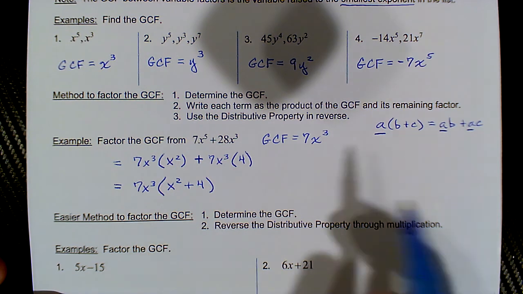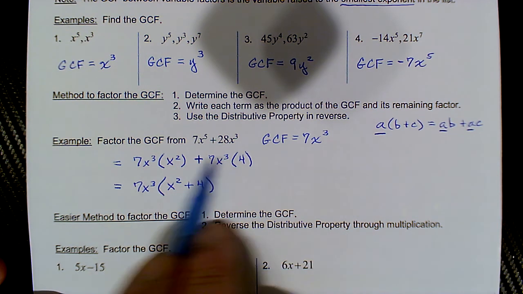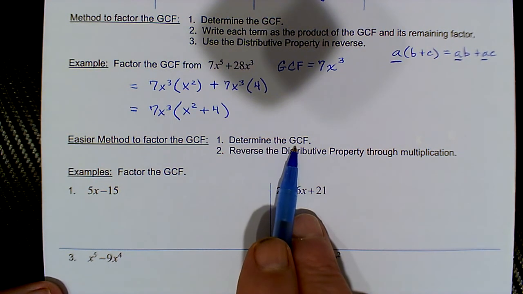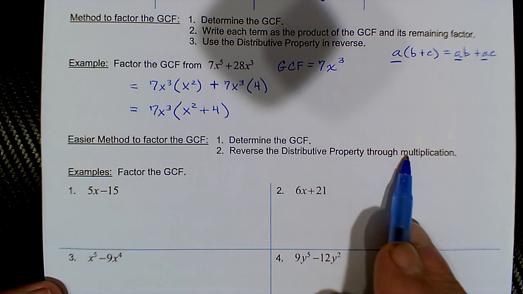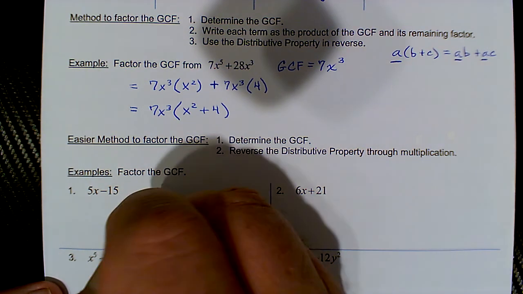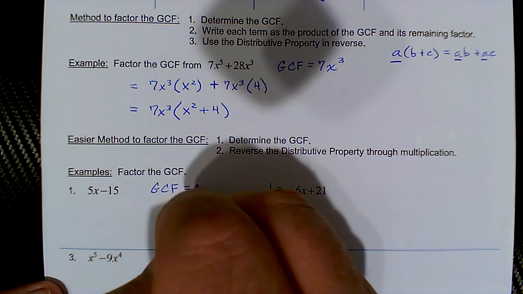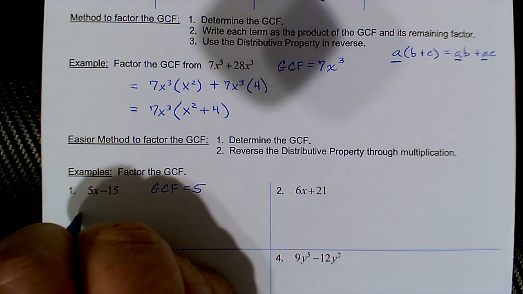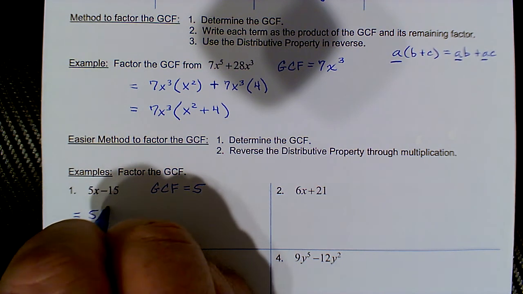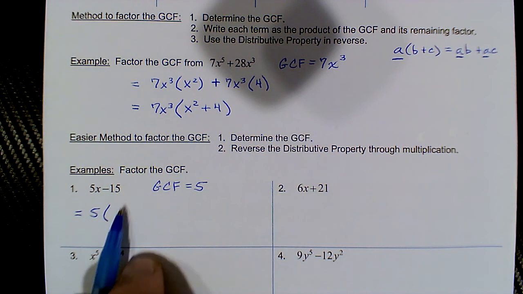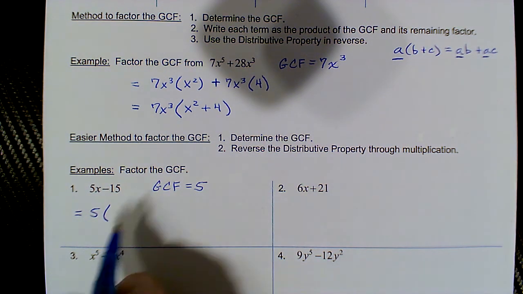So here's an easier method. Instead of taking this middle step, just simply determine the greatest common factor, and then think of reversing the distributive property through multiplication. So between 5x and 15, my greatest common factor is 5. So just simply write down the 5, open up a set of parentheses. Now, one thing is that we're going to have as many terms in the set of parentheses as there are in the original expression. So there's going to be two terms here. And we're basically just reversing the distributive property.